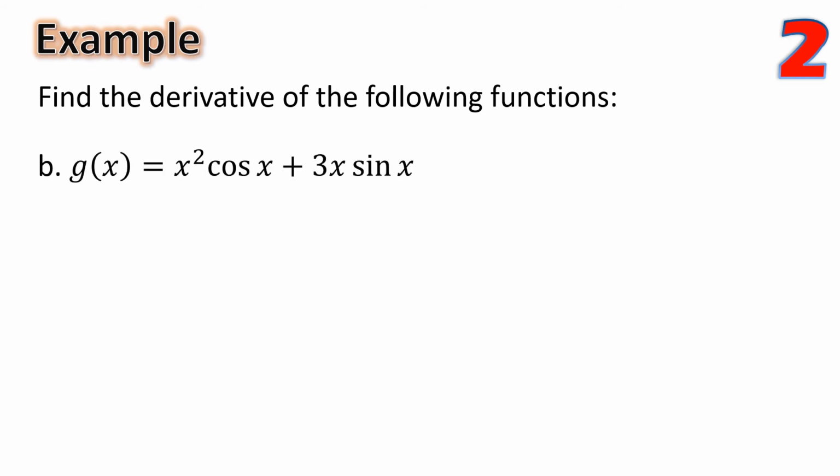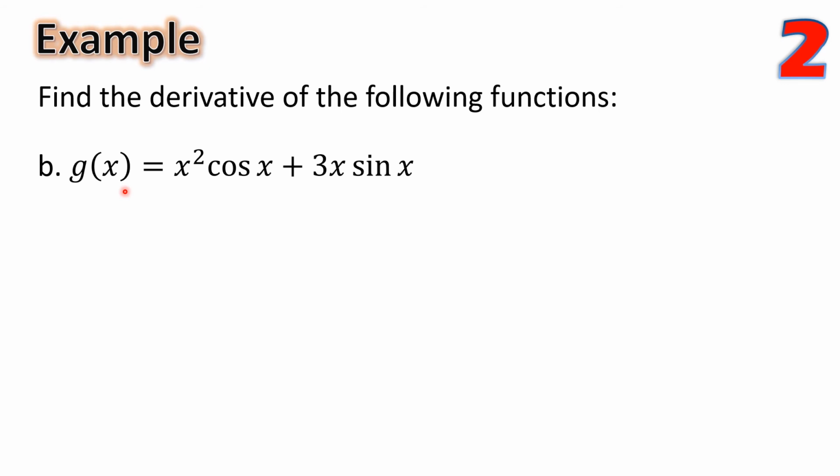Letter B, we have g of x is equal to x squared cosine x plus 3x sine x. In this function, we have a product, x squared times cosine x. Another one, we have 3x times sine x. So for this function, we will use the product rule of differentiation.